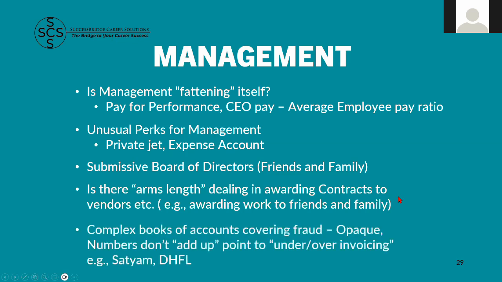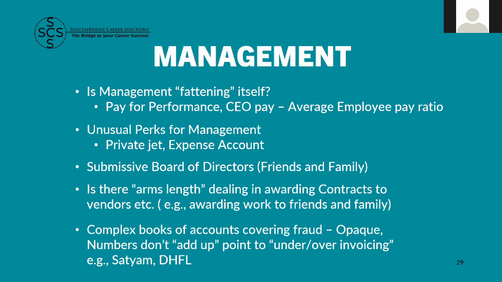And then, their books of accounts, is it very complex, or is it simplified and easy to understand? Because sunlight is the best sort of discoverer of truth. And so, if the accounts are transparent, then it's easy for analysts to understand the operations of the company. Or on the other hand, if it's opaque and the numbers don't add up, then do they also point to under or over invoicing? Then it's a big red flag.